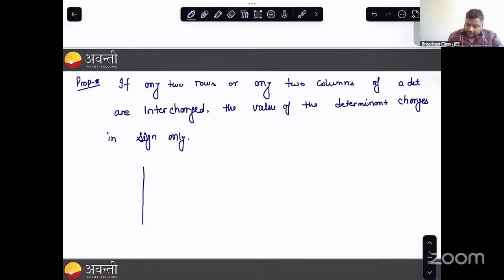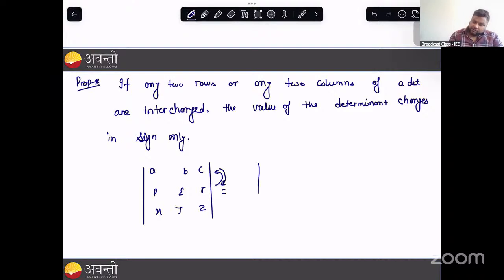That means, say you have a determinant A, B, C, P, Q, R, X, Y, Z. Now you interchange its first and second row. So your first row becomes PQR, your second row becomes ABC, third row is as it is. So value of determinant will change in sign and it will become negative of this. Am I clear? Yes, sir. This is how we deal with this property.